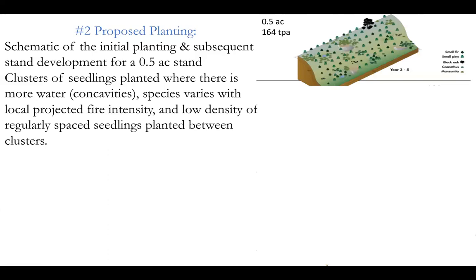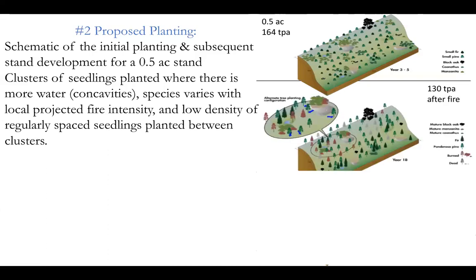So in this schematic on the right, this is just an illustration from the paper of how this might work. This is an example half-acre landscape that's planted on the low end of the recommended guidelines of trees per acre, but still above the minimum, depending on your site quality. And so this planting was 164 trees per acre in this example. And then in this example, we implement a prescribed burn through the landscape and also allow for some natural mortality that brings the trees per acre down to around 130 after 18 years.